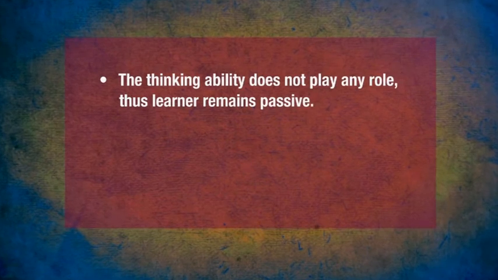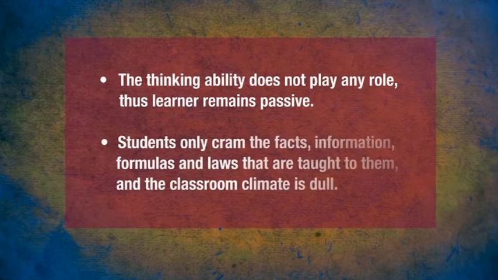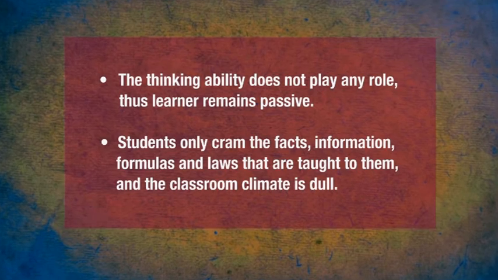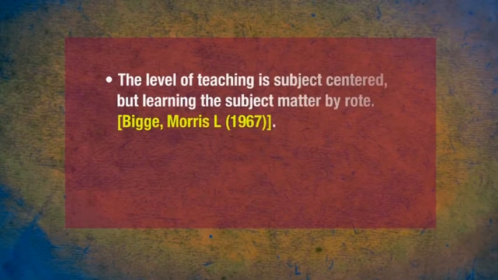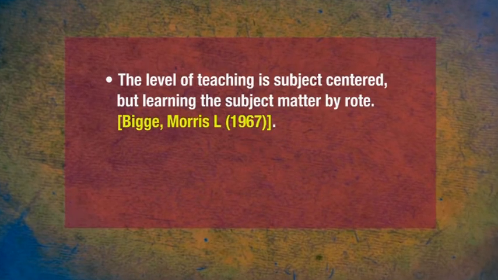It is concerned with a memory or mental ability that exists in all living beings. Teaching at memory level is considered to be the lowest level of teaching. At this level, the thinking ability does not play any role. Thus, the learner remains passive. Students only claim the facts, information, formulas, and laws that are taught to them, and the classroom climate is dull. The level of teaching is subject-centered, with the subject matter learned by rote.